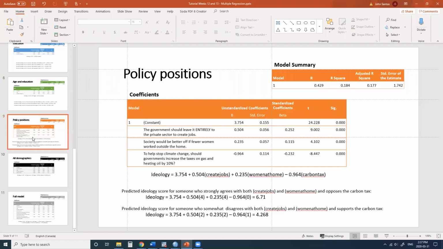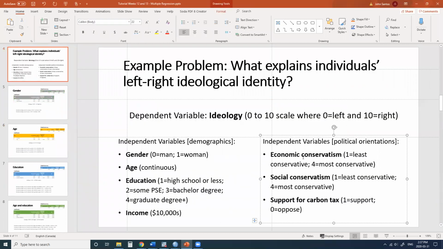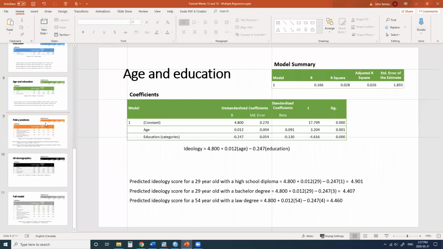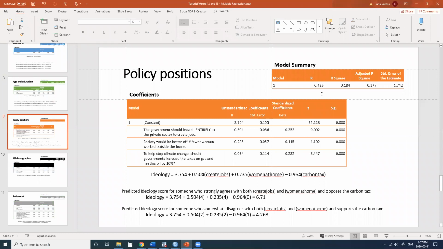We'll go to another example here, and this actually addresses some of that. The next example that I have here is policy positions, right? I said that three of the political orientations that might have bearing on ideological identification are economic conservatism, social conservatism, and support for a carbon tax. So we're going to operationalize the two abstract ones, economic and social values, using two questions. Economic conservatism is this question: the government should leave it entirely to the private sector to create jobs. It's coded from 1 to 4, with 4 being strongly agree, 1 being strongly disagree.